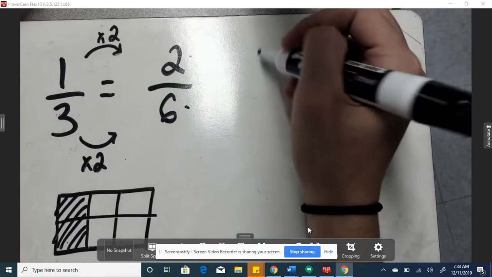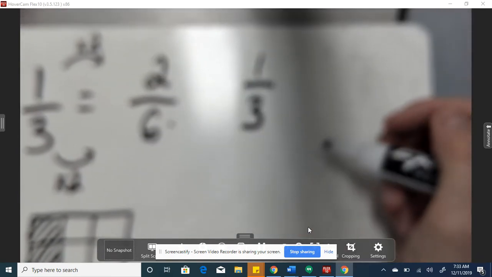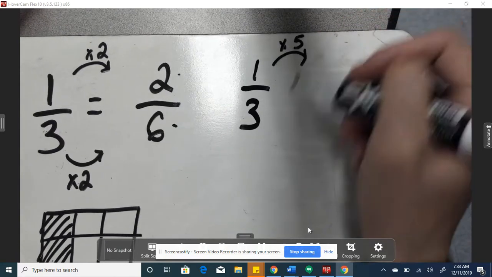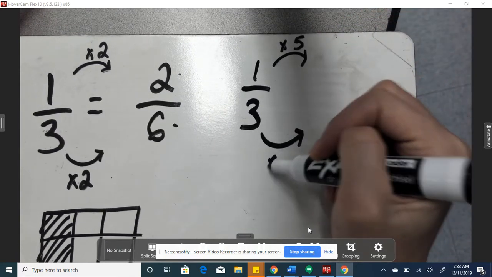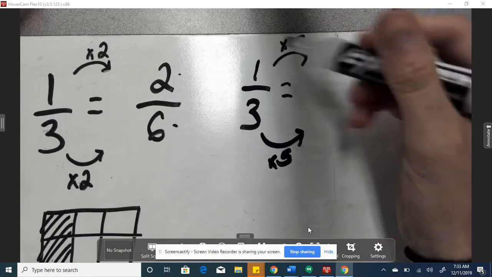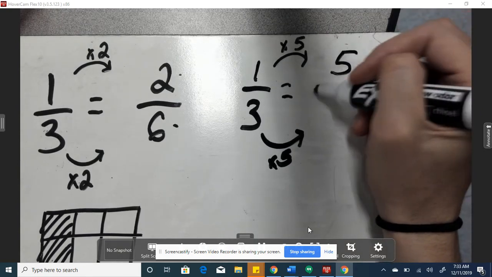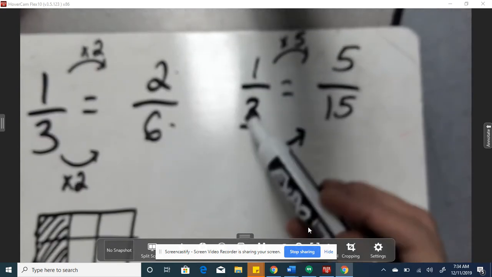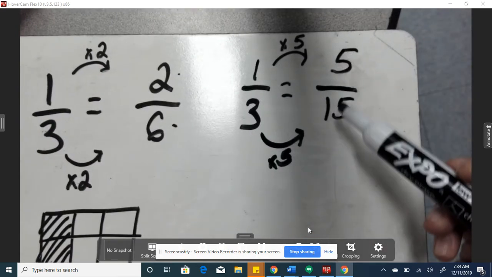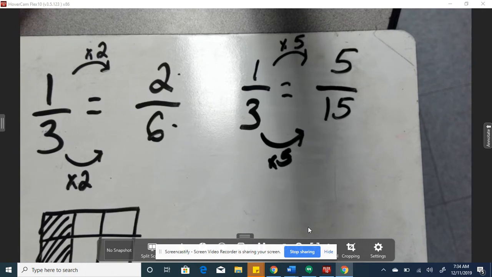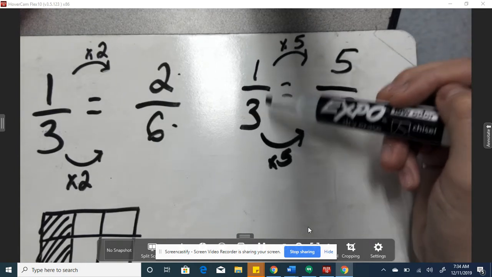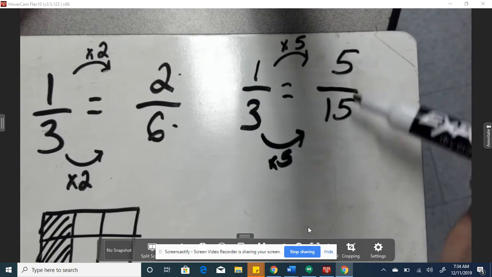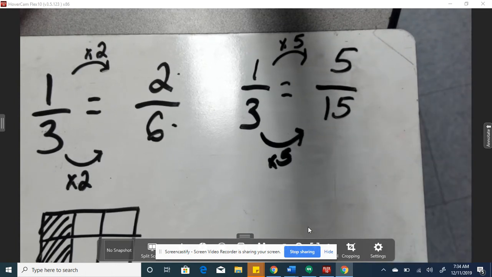We can make another equivalent fraction by this time multiplying by another number. Let's multiply by 5. 1 times 5 is 5. 3 times 5 is 15. 1/3 is equivalent to 5/15. And that makes sense because 1 times 3 is 3, so 1 is 1/3 of 3. 5 times 3 is 15, so 5 is 1/3 of 15.